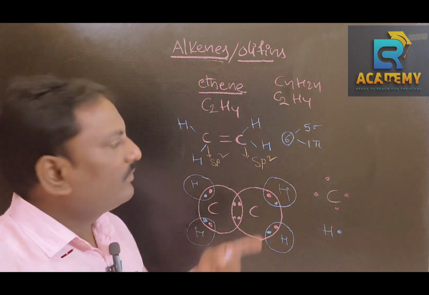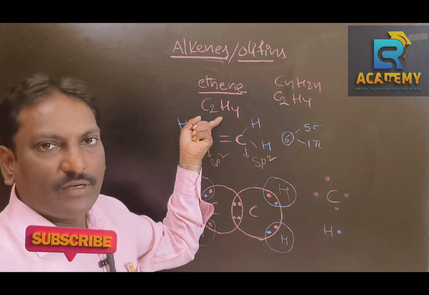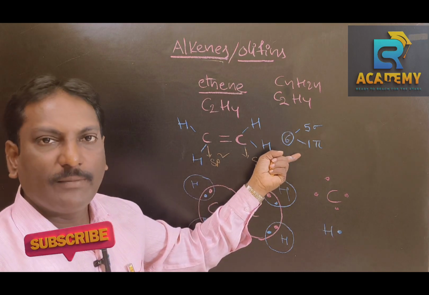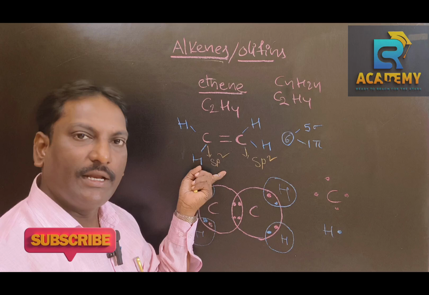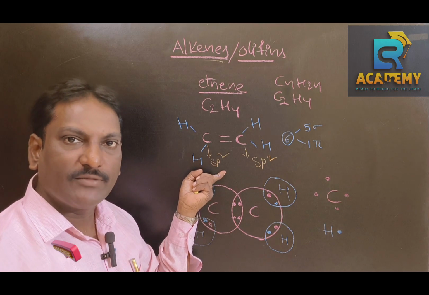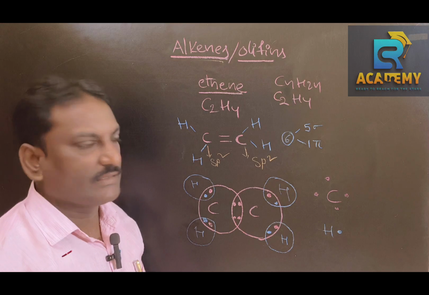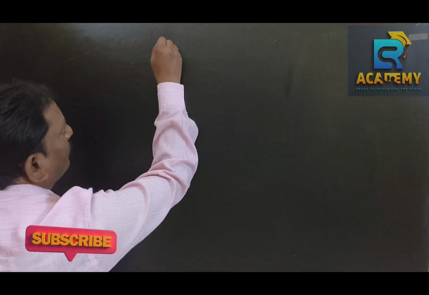First, framing the chemical formula, followed by the detailed structure, followed by the number of covalent bonds, followed by the nature of hybridization of carbon atoms in the particular alkene, and followed by the Lewis dot structure. Make a note.